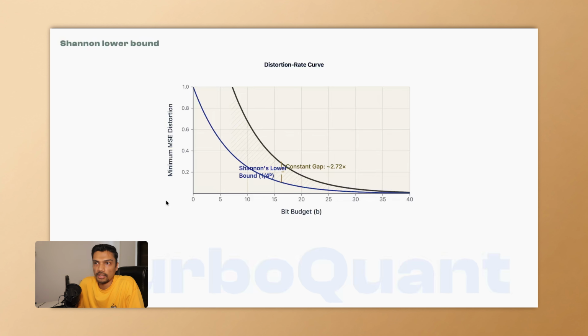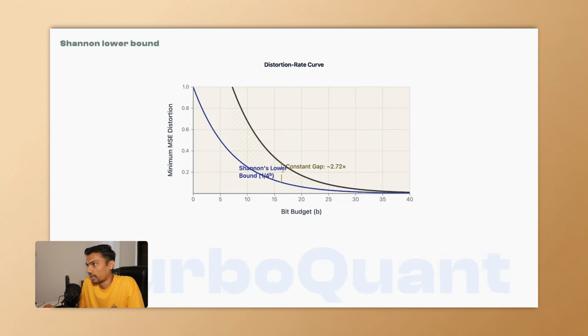Plugging in and simplifying, D_MSE of Q will be greater than or equal to 1 divided by 4 to the power of b for any quantizer Q with bit width b, and D_prod of Q is greater than or equal to the absolute value of y squared divided by d, multiplied by 1 divided by 4 to the power of b. This is the absolute floor. No algorithm can achieve better distortion than 1 divided by 4 to the power of b for MSE.